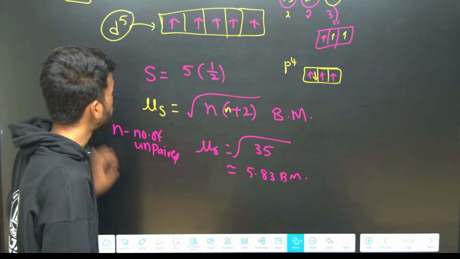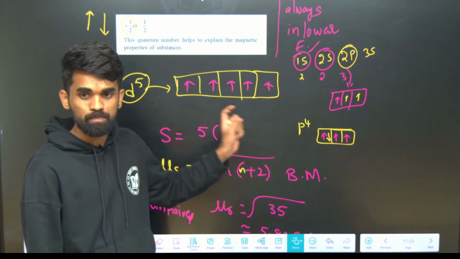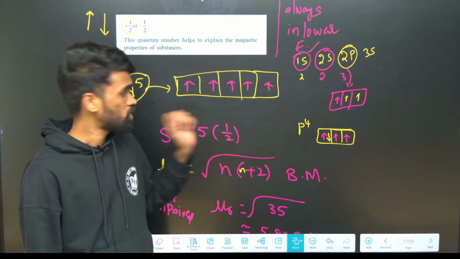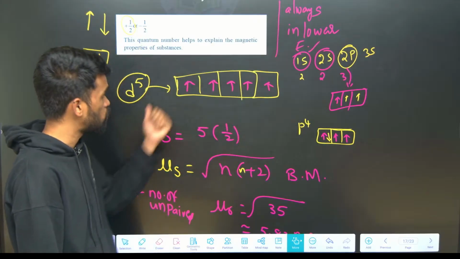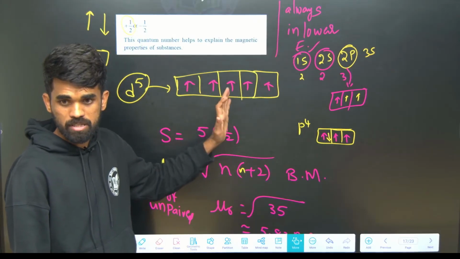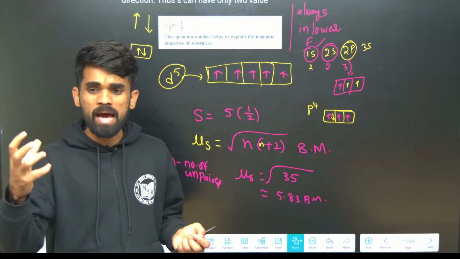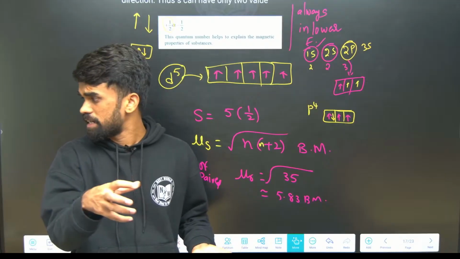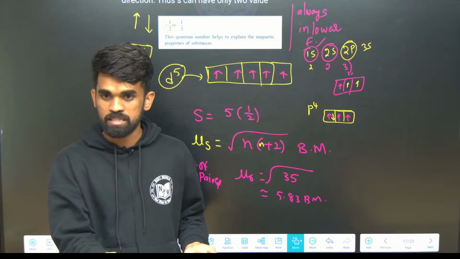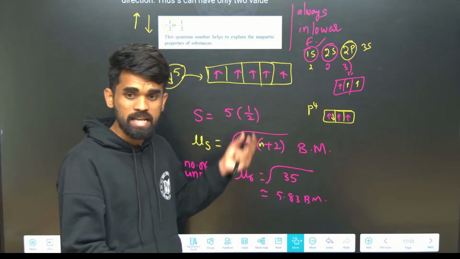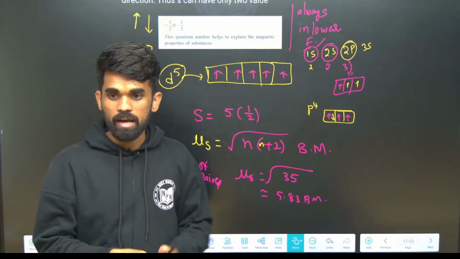If any unpaired electrons are there, we say it is paramagnetic. If all electrons are paired, diamagnetic. This formula is applicable only in the case of a paramagnetic substance. Again, if we place a paramagnetic substance in an external magnetic field, what happens? It will get attracted towards the external magnetic field. If I place a diamagnetic one, it will be weakly repelled from that external magnetic field.